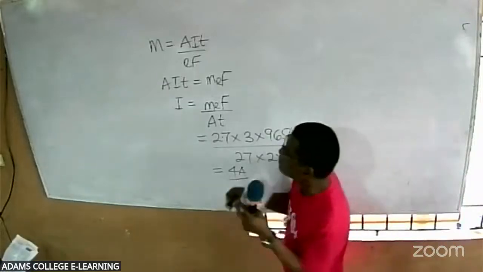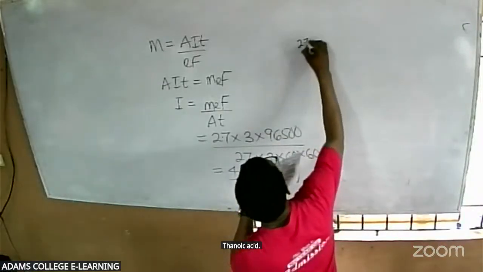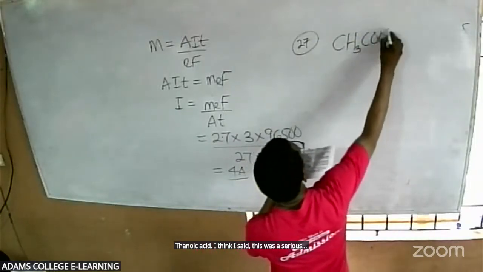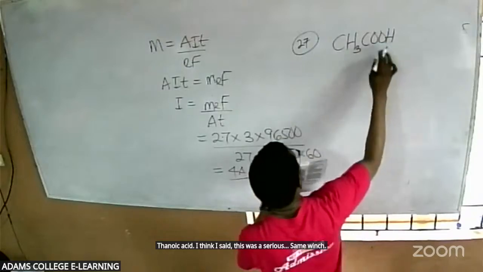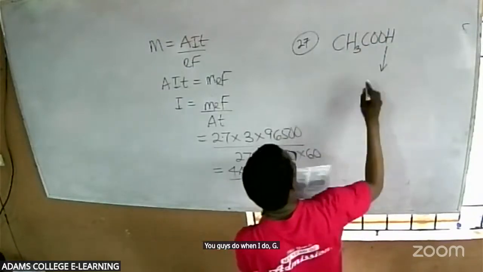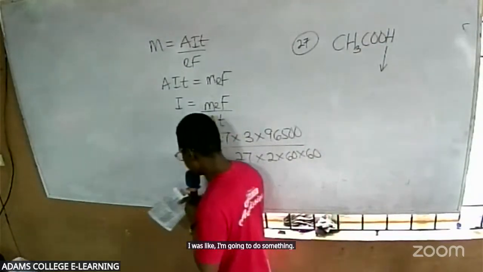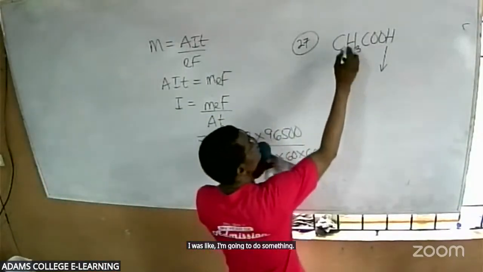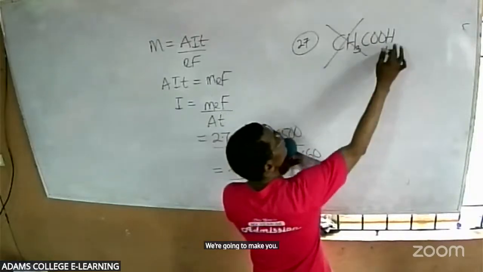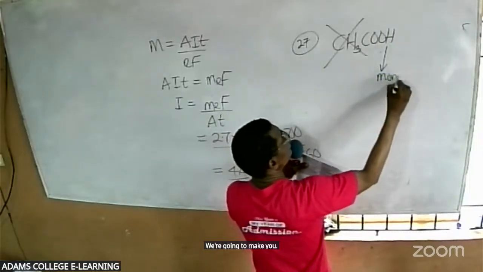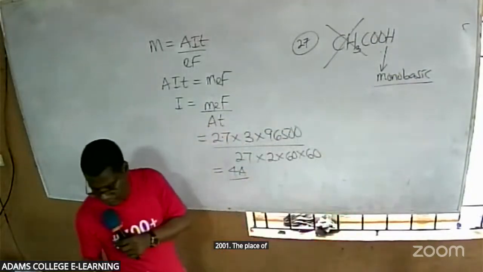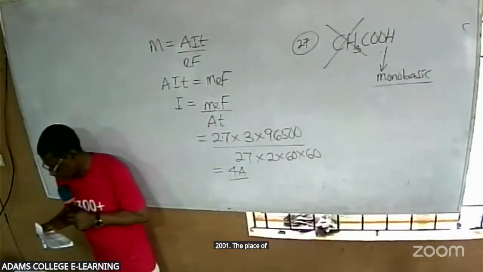Ethanoic acid. Our ethanoic acid is this one, CH3COOH. Don't go and say tetrabasic, the answer is monobasic. Say tribasic, you get 3. We know they count this one. This one is methyl. Monobasic. It has only one replaceable hydrogen ion. Monobasic.